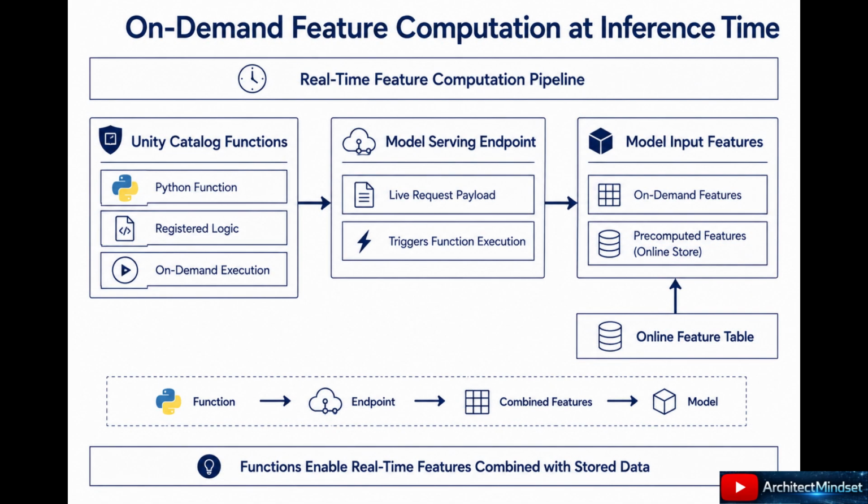So instead of calculating values and saving them to a table, you define and register a Python function into Unity Catalog. When a real-time model serving endpoint is called, it executes this function on the fly using the live request payload, combines it with any pre-computed features from an online store, and feeds it to the model.